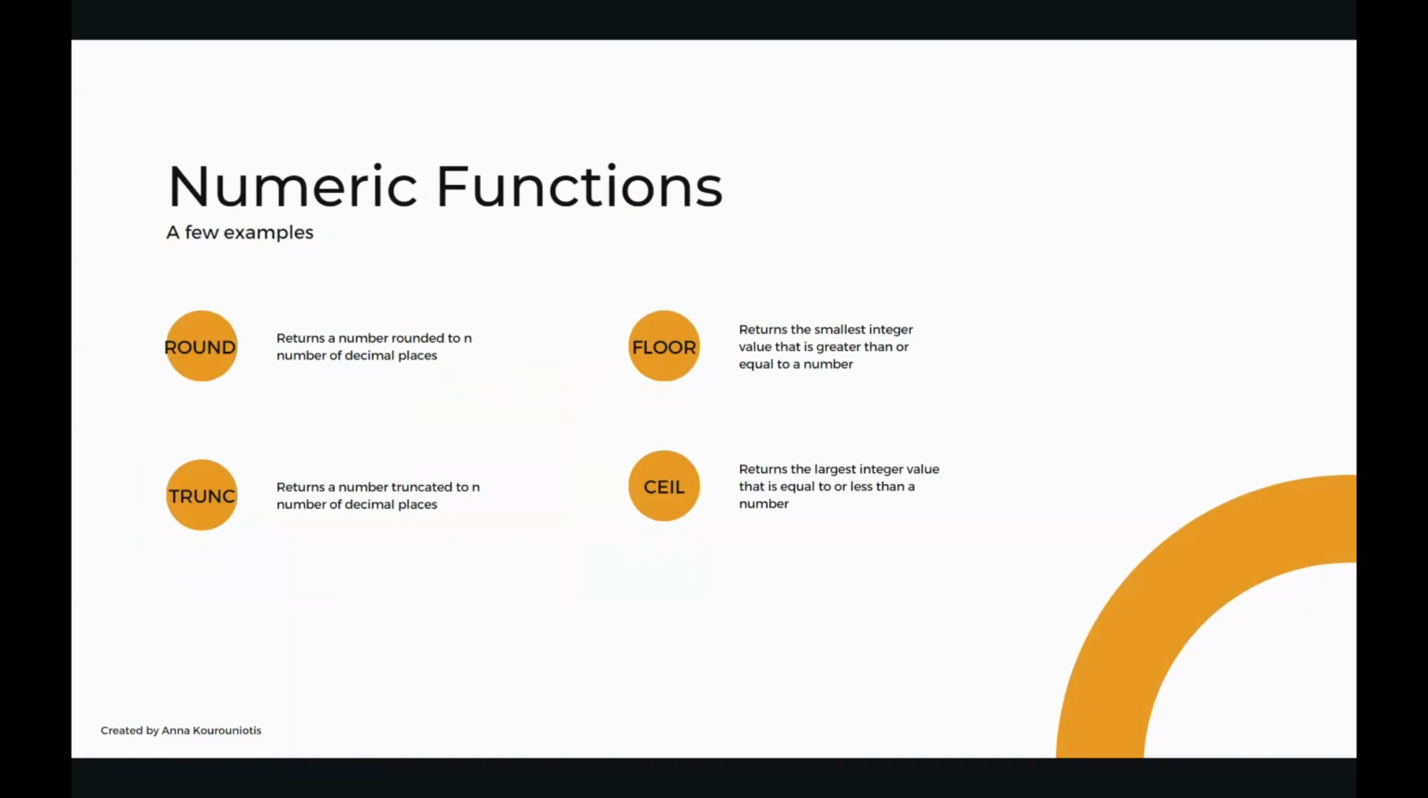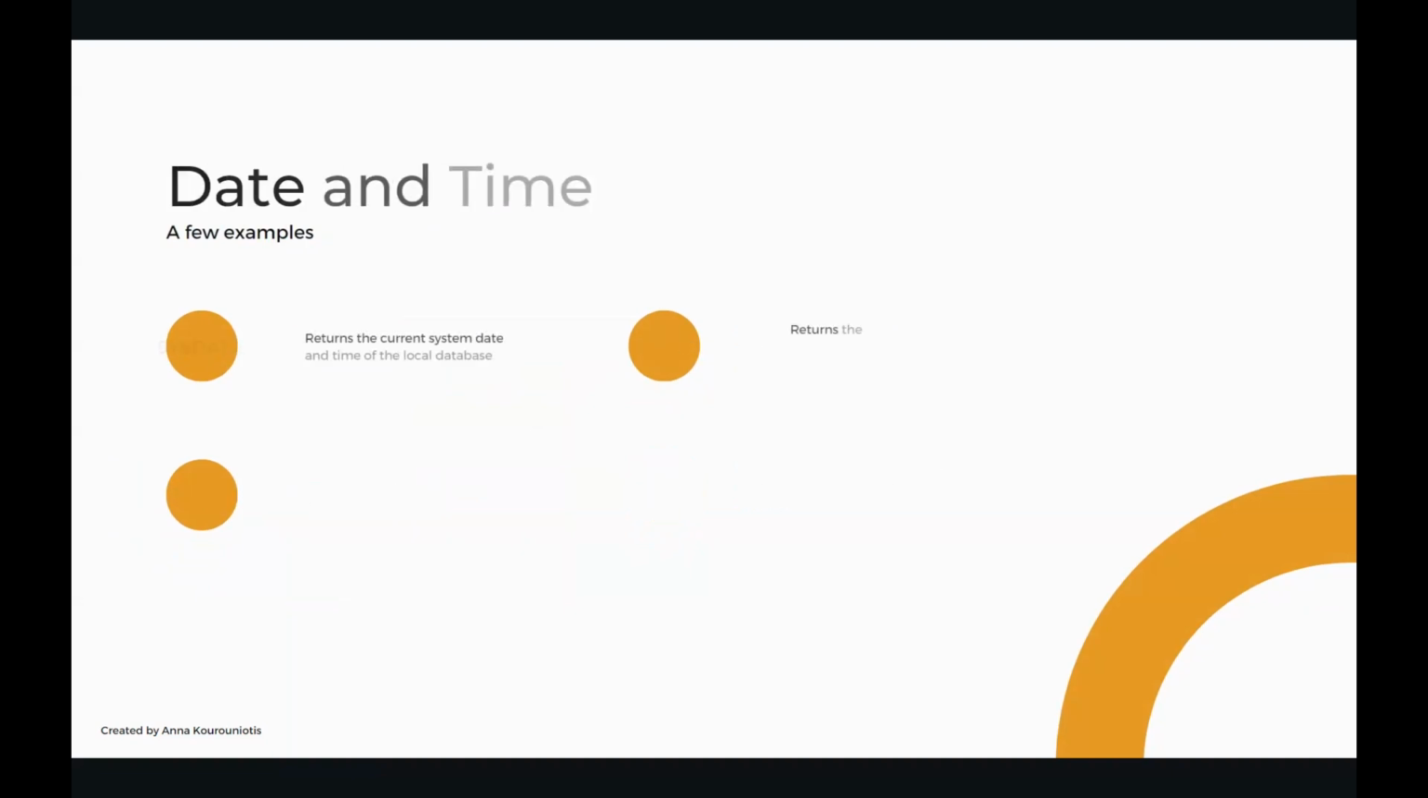These are some of the numeric functions available. We've got round, for example, which returns a number rounded to a certain number of decimal places. The truncation returns a number truncated to a certain number of decimal places.